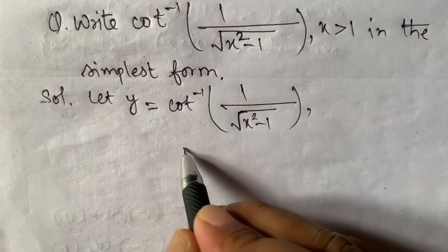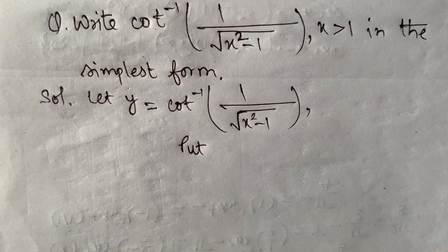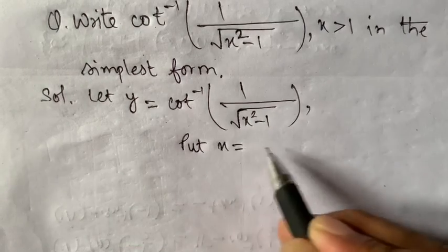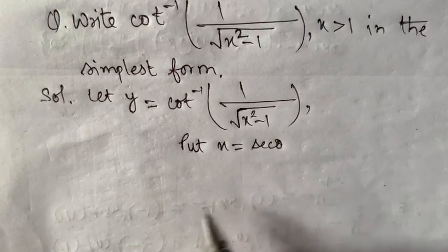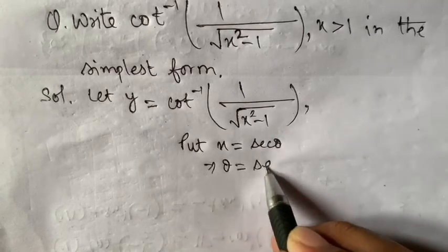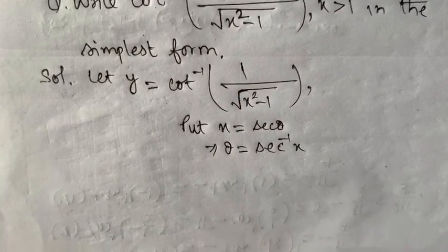So what will we put here? For x square minus 1, we can put two trigonometric ratios. One is sec theta and another is cosec theta. So we will go with sec theta, the first one. Put x is equal to sec theta. So we need to get the value of theta as well, which we will use at the end when we get it simplified.